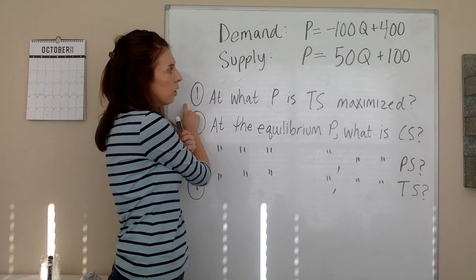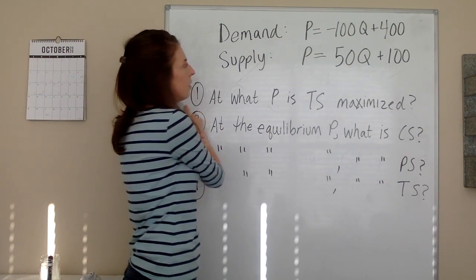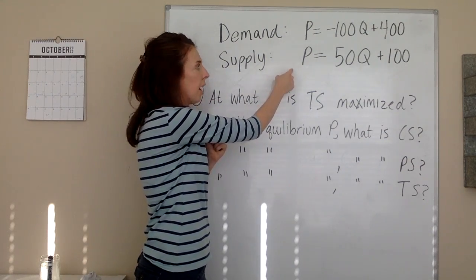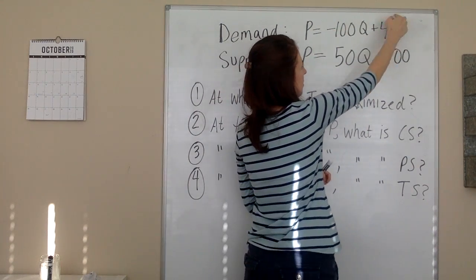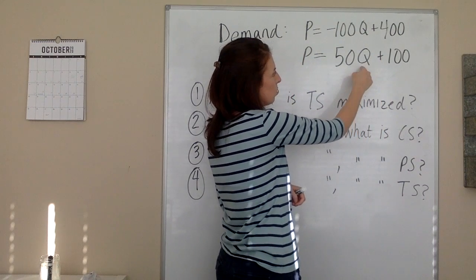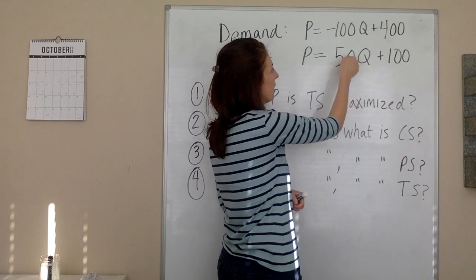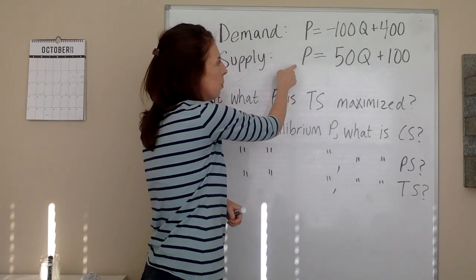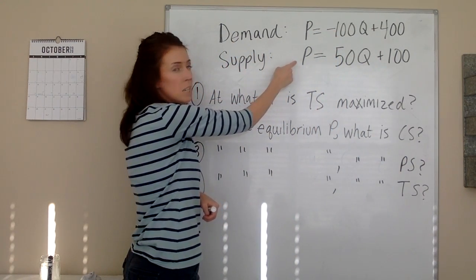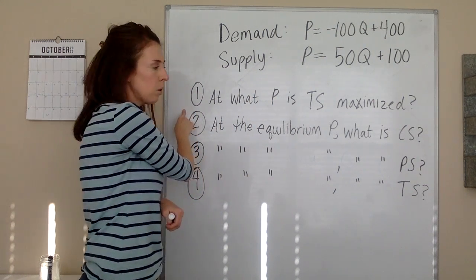So to answer question 1, you need to take demand and set it equal to supply. You would take this equal to this. You would solve for Q, and then you would take your value of Q and plug it into either one of these two equations, and a P will spit out. That's the equilibrium price, and that's going to be your answer to number 1.